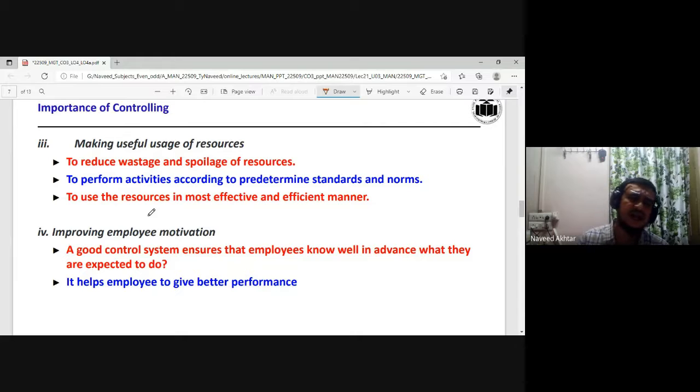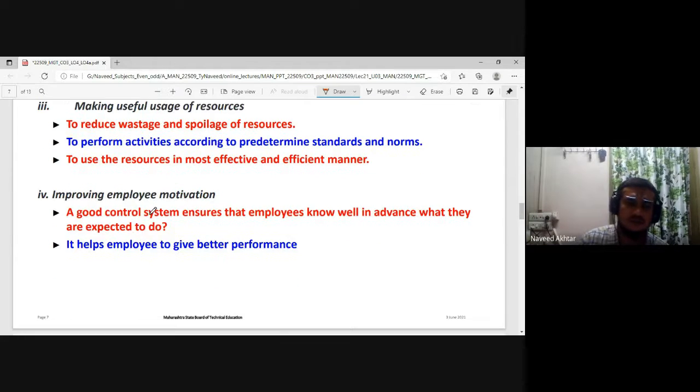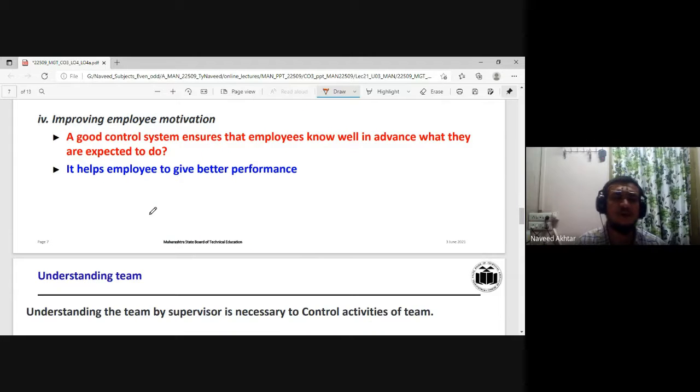ऐसा नहीं है कि आप जो स्टैंडर्ड सेट है उसके हिसाब से ही काम करें. You may set your own standard, because you are the manager, you are the supervisor. You can set your own standard also. The standards are set, but if you are achieving more than that, you can set a new standard for the coming people.